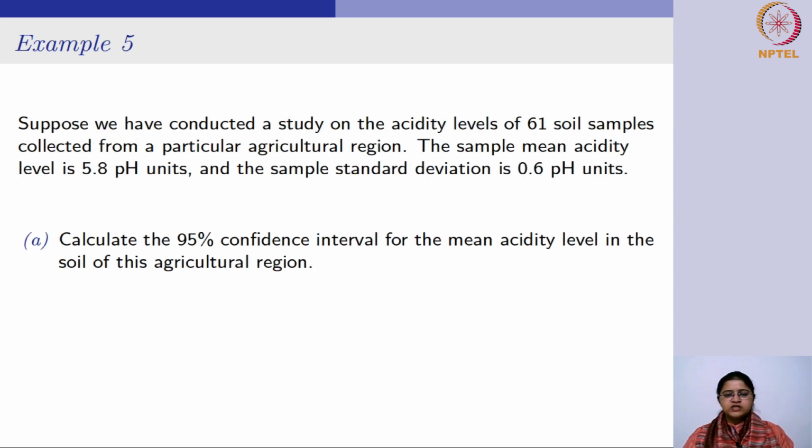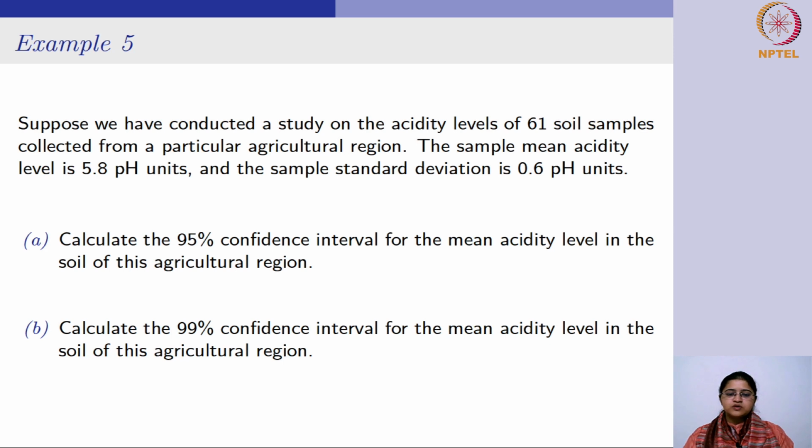So in the same way, we can consider this example. Suppose we have conducted a study on the acidity levels of 61 soil samples collected from a particular agricultural region. The sample mean acidity level is 5.8 pH units and the sample standard deviation is 0.6 pH units. Now you have to calculate the 95% confidence interval for the mean acidity level in the soil of this agricultural region, and you also have to calculate the same thing for a 99% confidence interval.